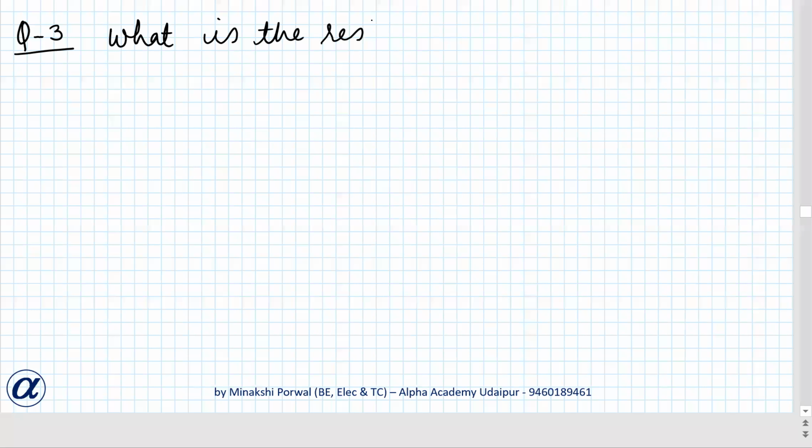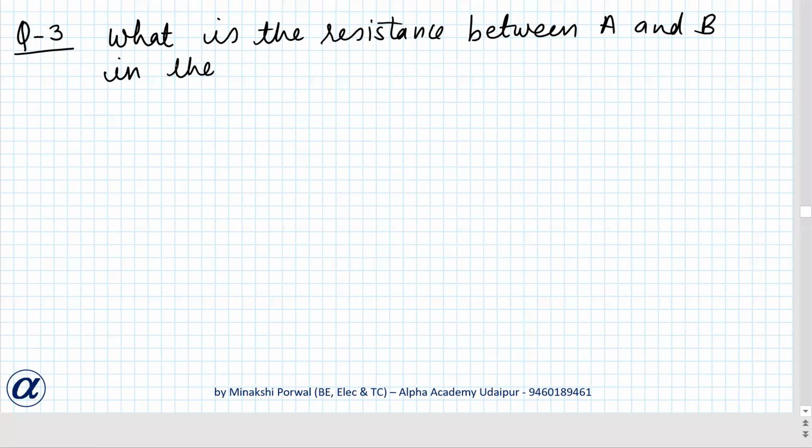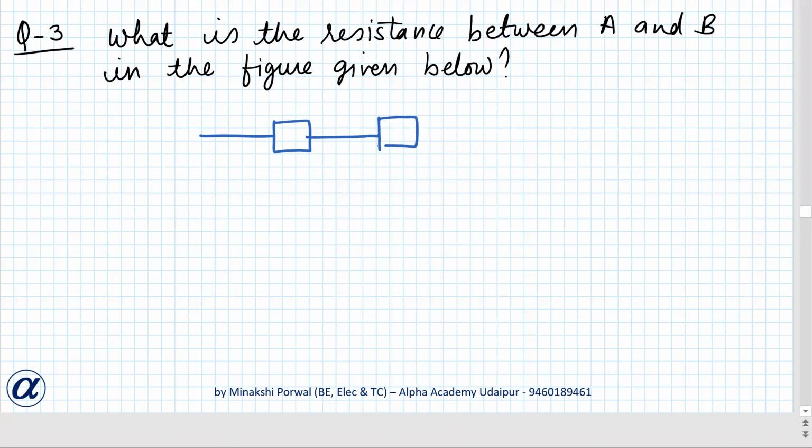Question 3. What is the resistance between A and B in the figure given below? Okay. So we have to find the resistance, equivalent resistance between A and B in the figure given below.